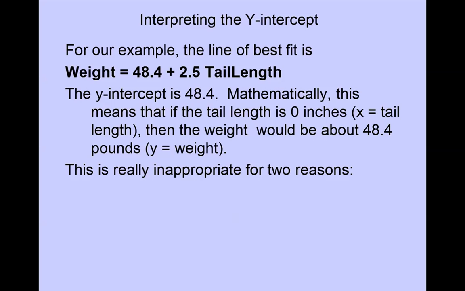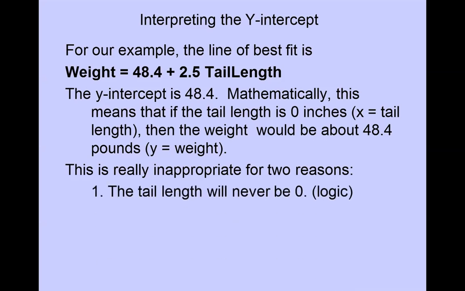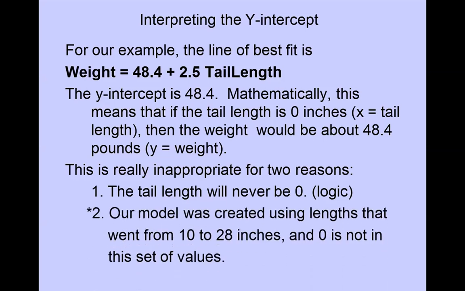This is really inappropriate for a couple of reasons. Number one, the tail length is not going to be 0. A lot of times when you think about the predictor value being 0, that doesn't make sense in the real world. Another reason is that our model was created using tail lengths that went from about 10 to 28 inches or so, and 0 is not in that range of values.